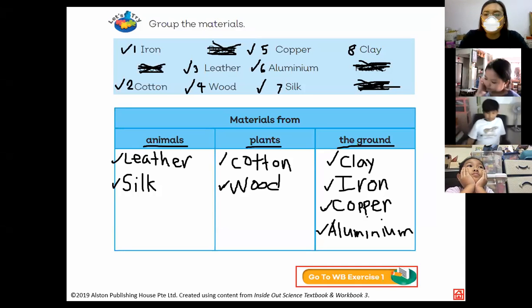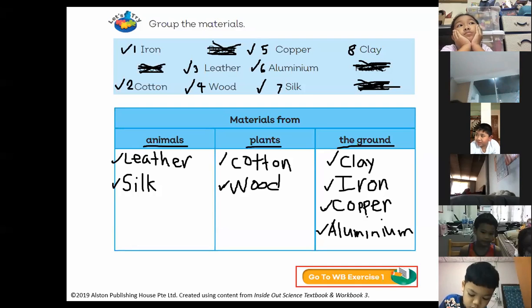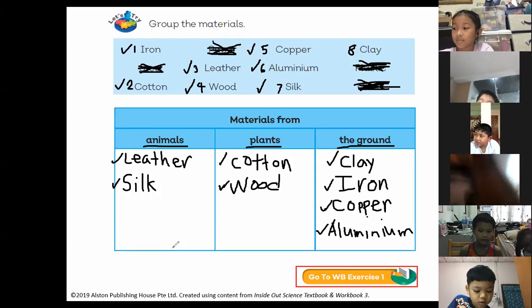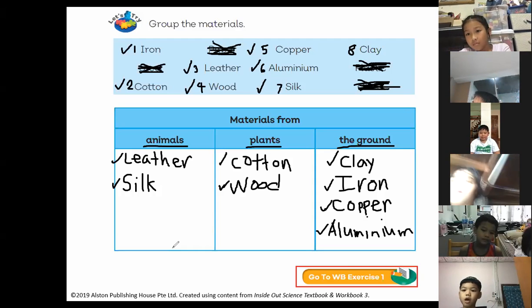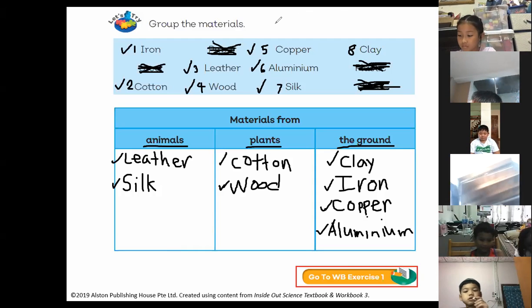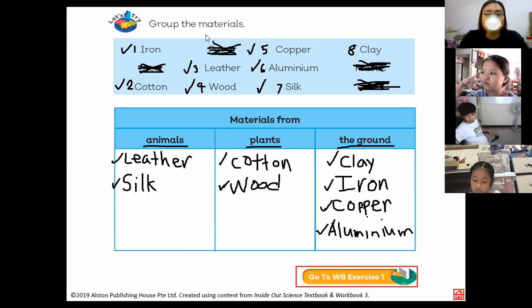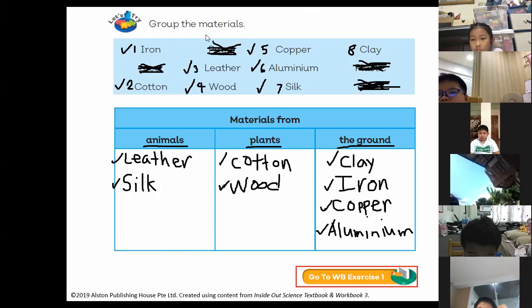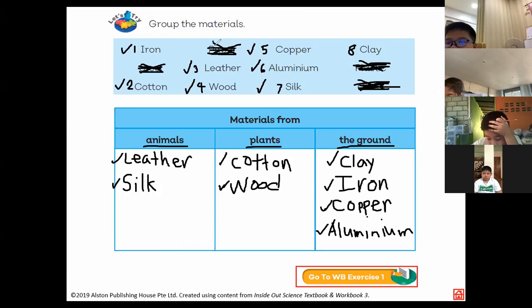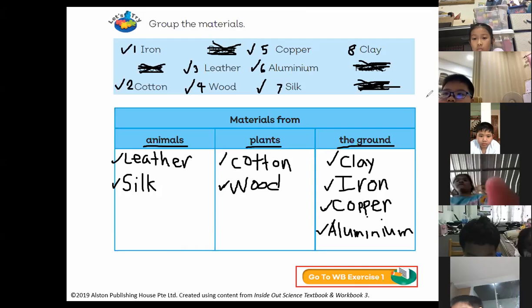And what about Tonam? Can you tell me what are the materials that we can get from the plants? Materials from plants, what are those? Cotton. Wood. Okay, very good. So those are cotton and wood. Thank you.